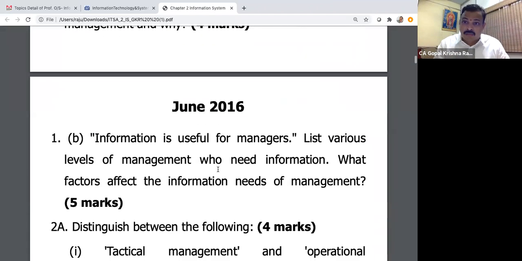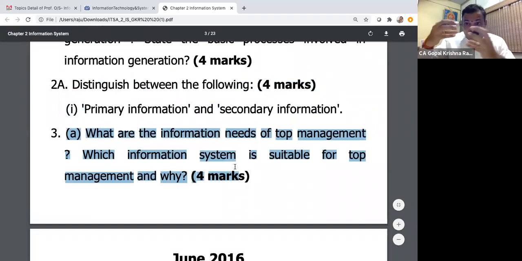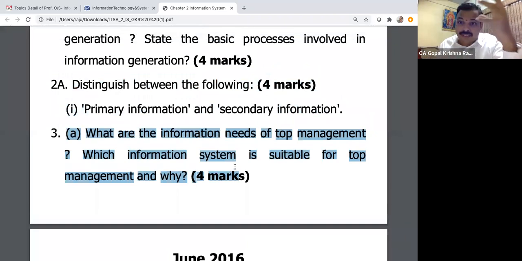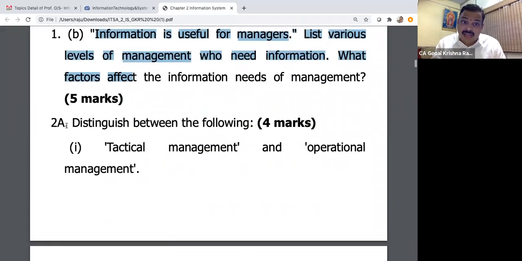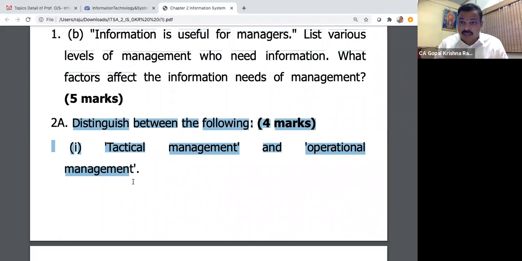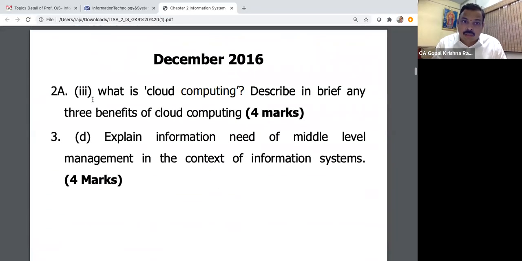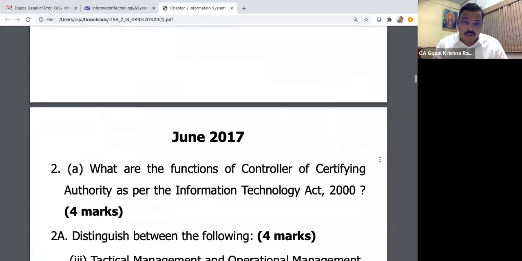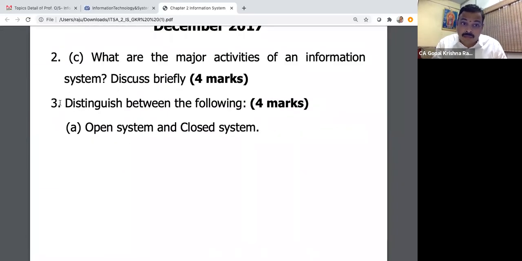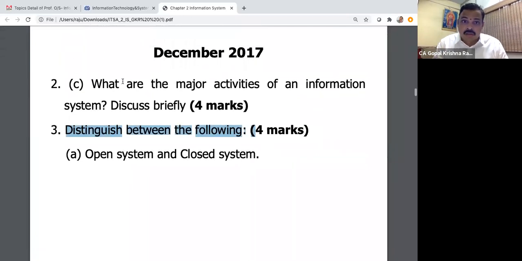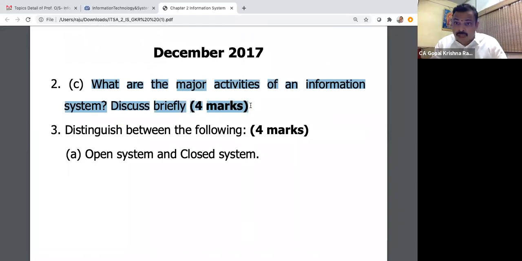What are the information needs of top management? See, that's what I was referring to. That's the second part. Information is the first part of your second chapter. Tactical management, operations, second part of chapter 2. Cloud computing, third part of your chapter. Information needs, second part. Tactical management, second part. Open system and closed system, first part. Major activities in information, first part. So minimum 4 marks. On an average, they ask 8 marks.